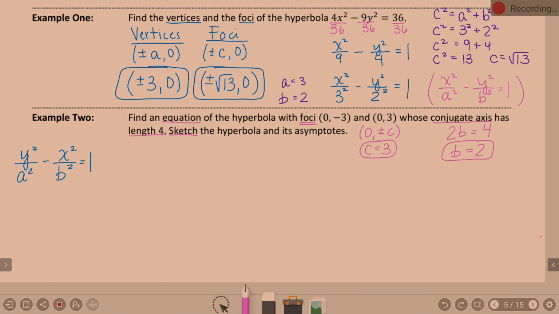We know b, and if we know c, what else can we figure out? A. We can figure out a. So back to that Pythagorean relation. Remember, it's different this time. C squared equals a squared plus b squared. Do your math. 3 squared equals a squared plus 2 squared. So I end up with a squared is 5. So that means a is the square root of 5.